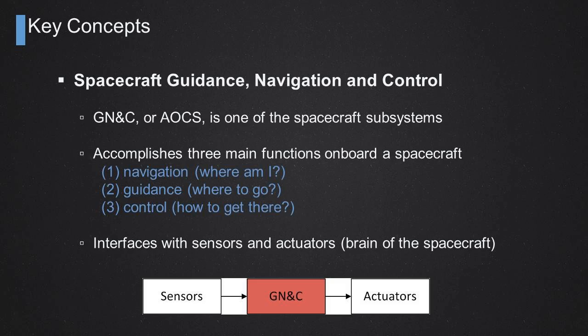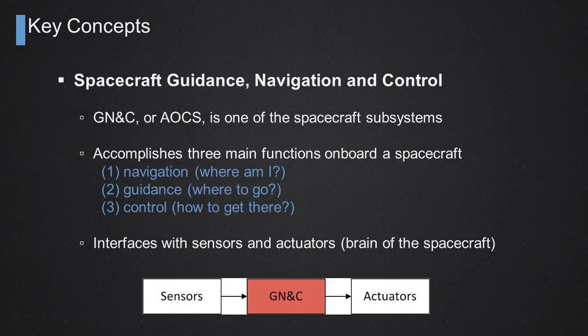So as you know, on a spacecraft you have different subsystems. For example, the electrical power subsystem that looks over providing and storing electrical energy to the spacecraft. There's also a thermal control system that looks at regulating the temperature throughout the spacecraft. And the GN&C system is just one of the subsystems again. What it does is that it accomplishes three main functions on board the spacecraft.